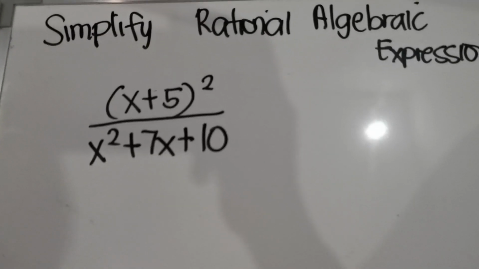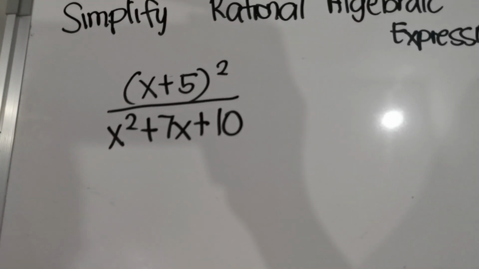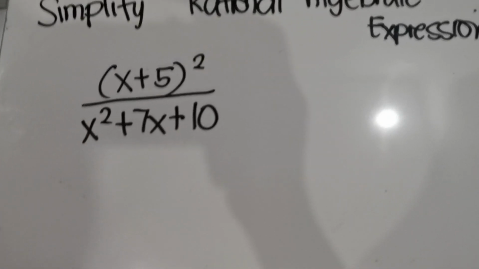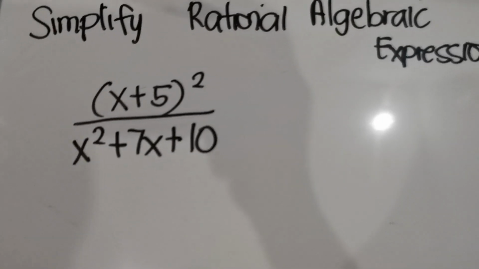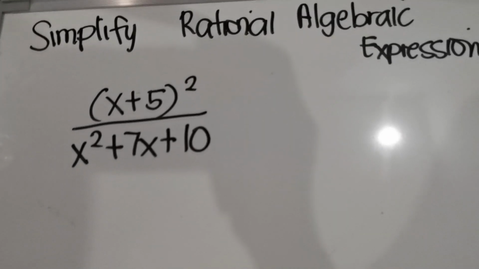Next, let us have another example. Say we have x plus 5 squared divided by x squared plus 7x plus 10. In this case, we have here trinomial sa denominator. So is it factorable?